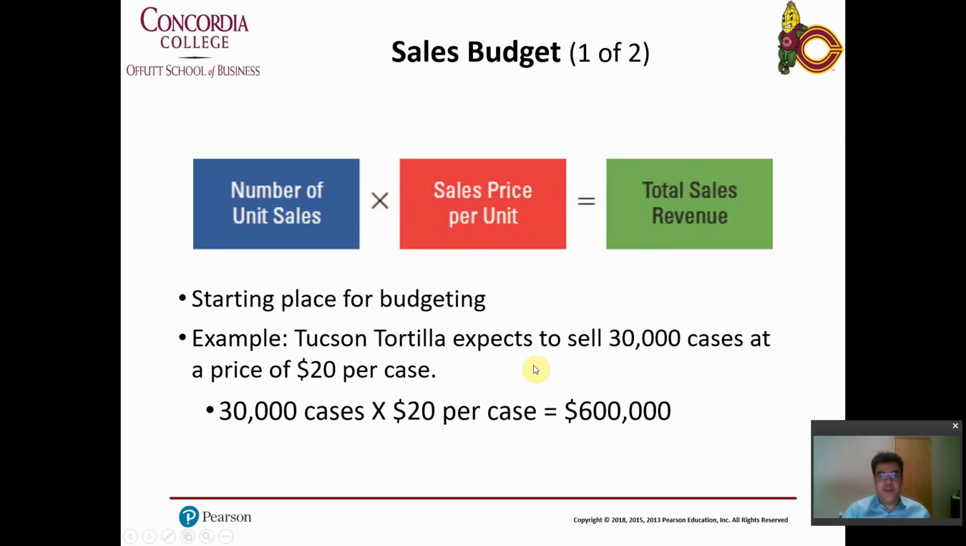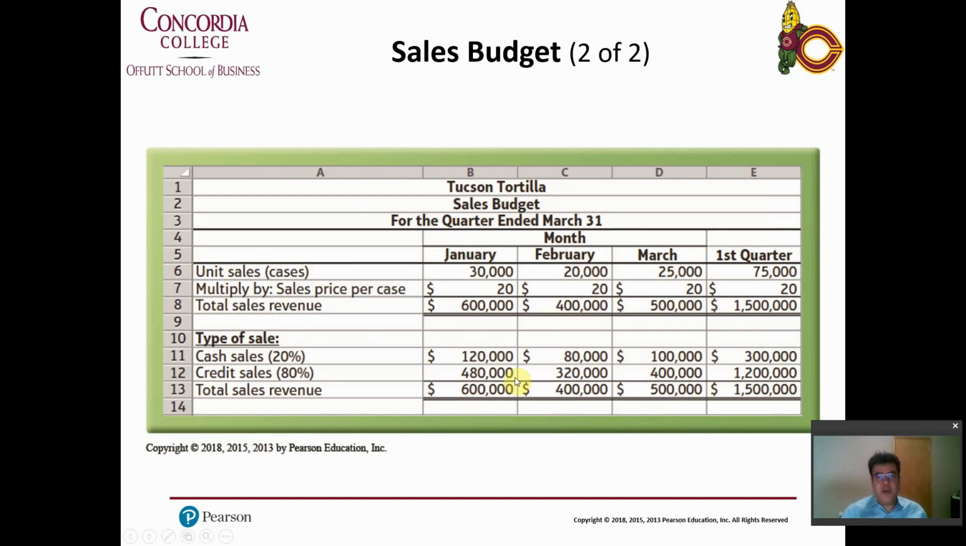So how do we do that? First of all, sales. Basically, we need the number of unit sales times the sales price. So for instance, here is our Tucson Tortilla Company, with unit sales for January, February, and March, the sales price, and here our cash sales and credit sales. And by the way, I will be doing a special video for our master budget project. That is what you need to show me in the third presentation.